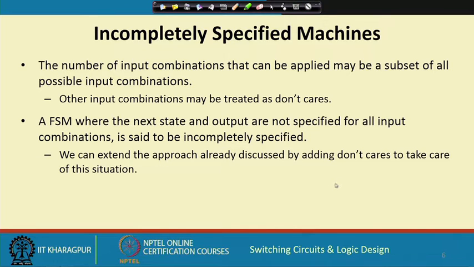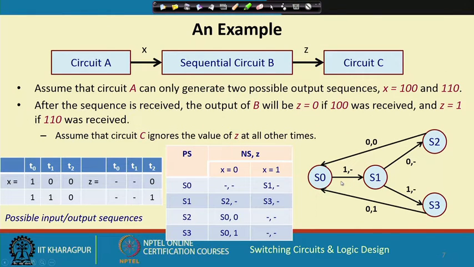Let us see, let us take an example. This is a very simple example, I am just illustrating it. Suppose we are trying to design this sequential circuit B. Okay? Now, the input of this circuit is coming from some other circuit, let us say A, and this input we are calling as X, and the output is going to some other circuit C, this output we are calling as Z, right.